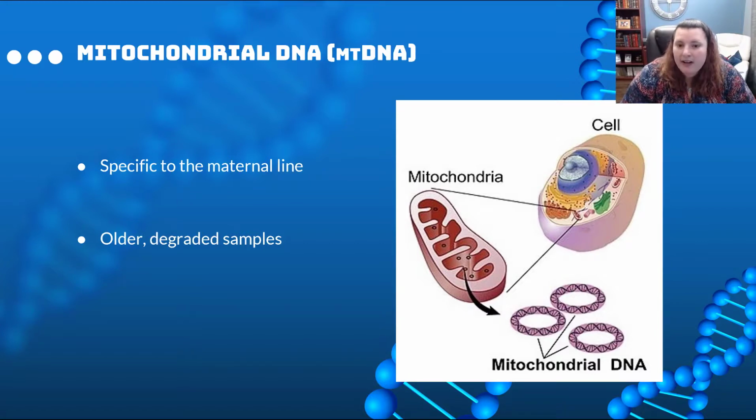But in older and more degraded samples, we may not have any nuclear DNA to test, so that's when we turn to mitochondrial DNA. Mitochondrial DNA is also used for historical testing. For example, we've used mitochondrial DNA to identify soldier remains dating all the way back to the Civil War. When we test mummies or old skeletons, we often use mitochondrial DNA to confirm identification of the individual because nuclear DNA is not always recoverable from that old of a corpse.